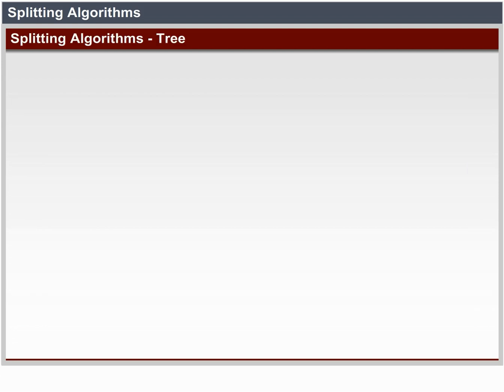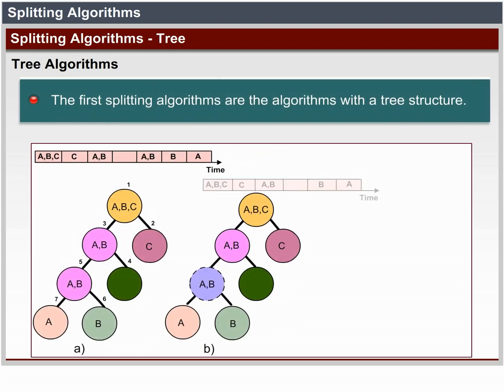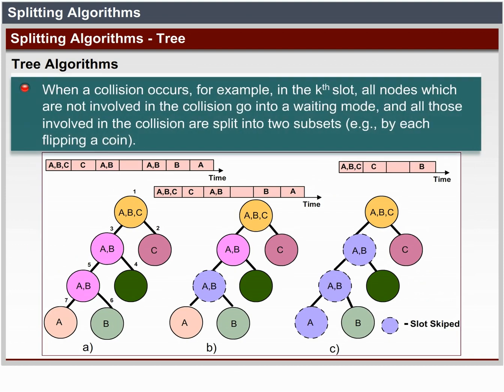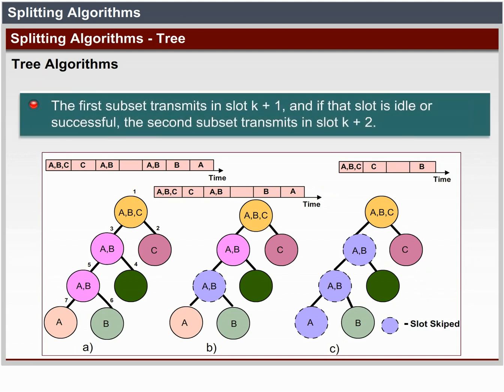Splitting algorithms: tree algorithms. The first splitting algorithms were algorithms with a tree structure. When a collision occurs, say in the kth slot, all nodes not involved in the collision go into a waiting mode, and all those involved in the collision split into two subsets, for example, by each flipping a coin. The first subset transmits in slot k+1, and if that slot is idle or successful, the second subset transmits in slot k+2.